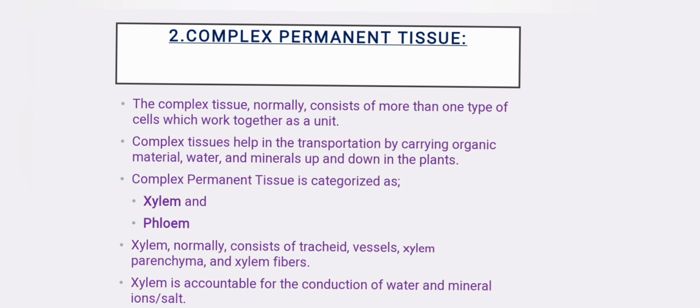Complex permanent tissue is of two types, xylem and phloem. Xylem normally consists of tracheids, vessels, xylem parenchyma and xylem fibers, and xylem is accountable for the conduction of water and mineral ions and salt.